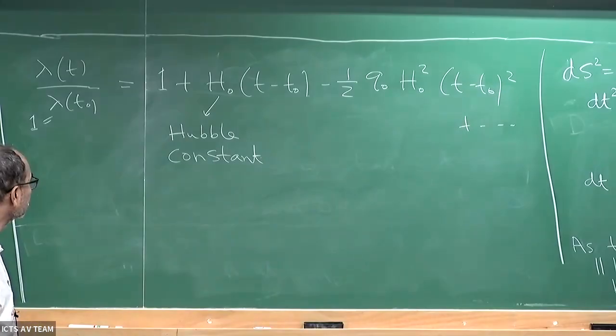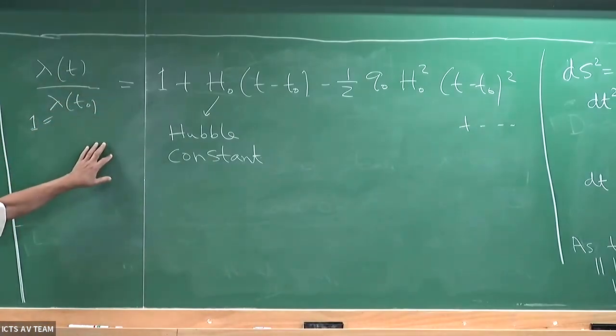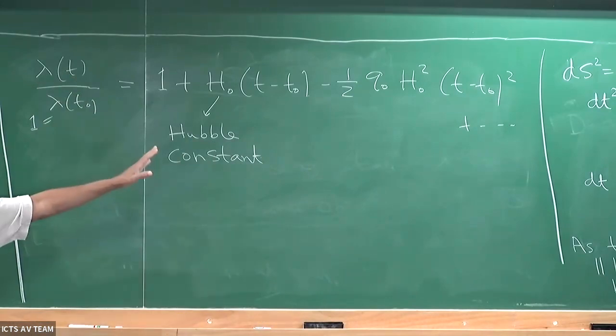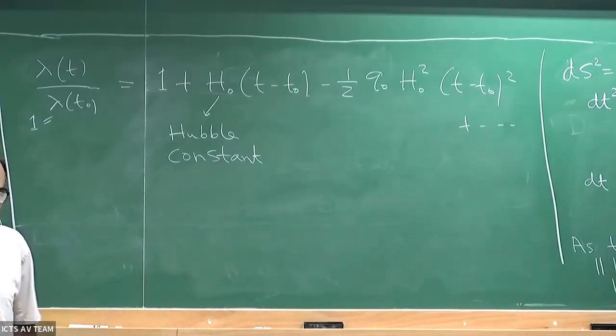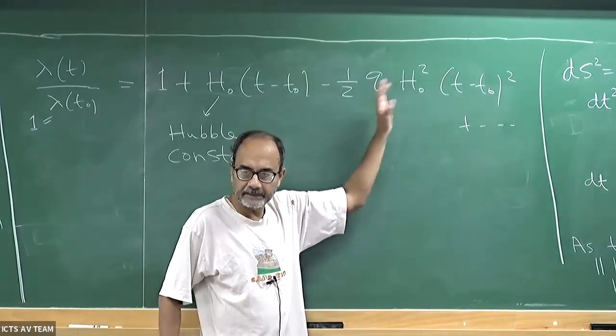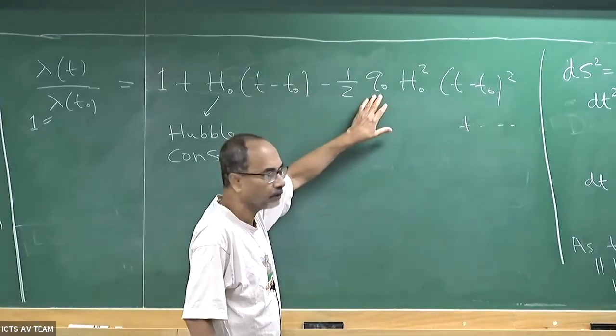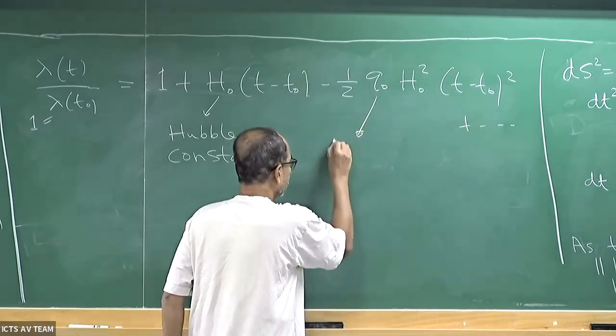Lambda t naught is 1. I have explicitly written lambda t naught just so that it's clear that it's 1. At t equal to t naught, indeed lambda t is 1, by definition, because lambda t is the ratio of a of t divided by a at t naught. Here I have just chosen to parameterize in this particular way: I have just extracted out a factor of H0 squared and called that constant q0. This is what is called the deceleration parameter.